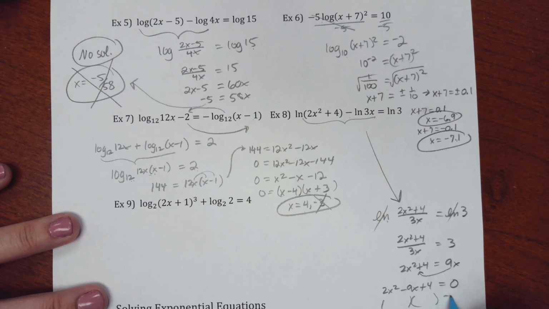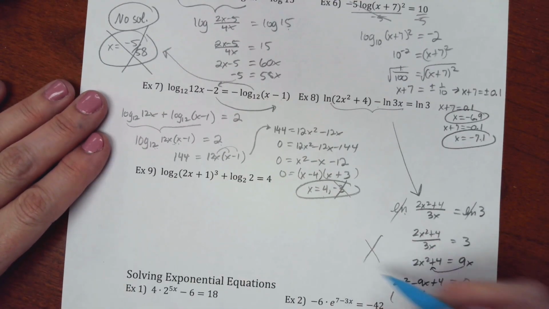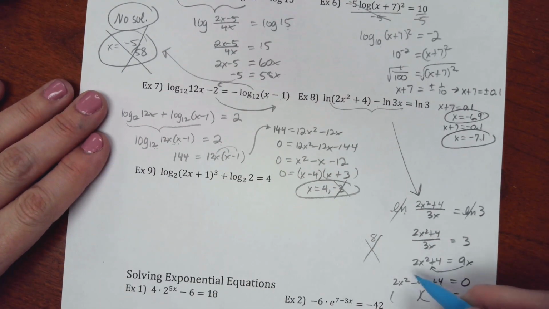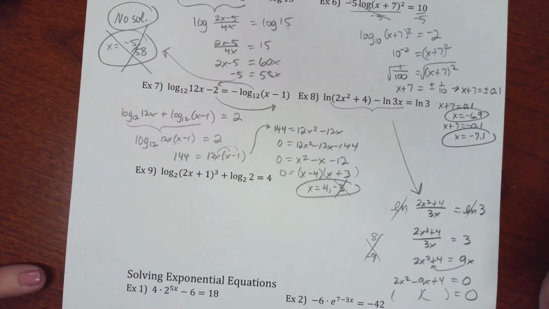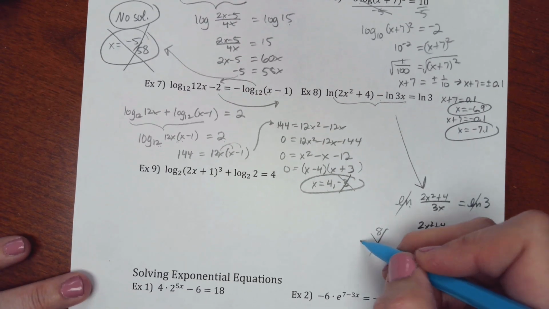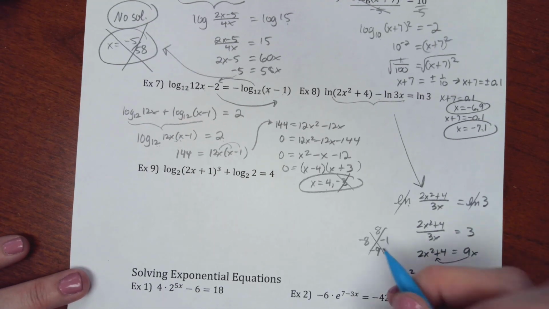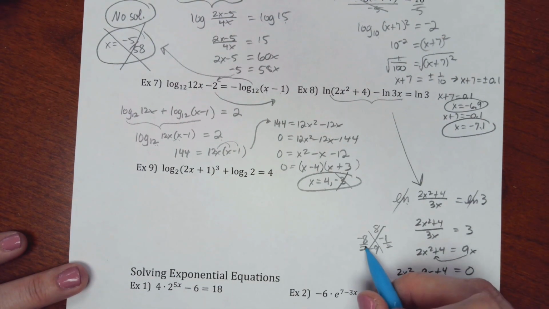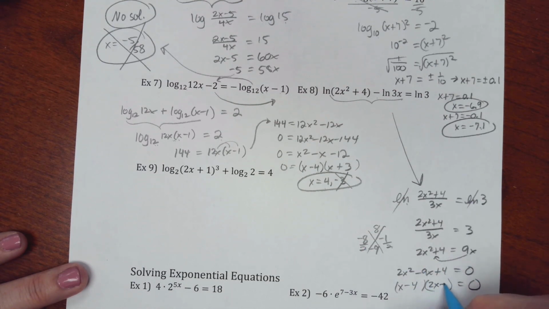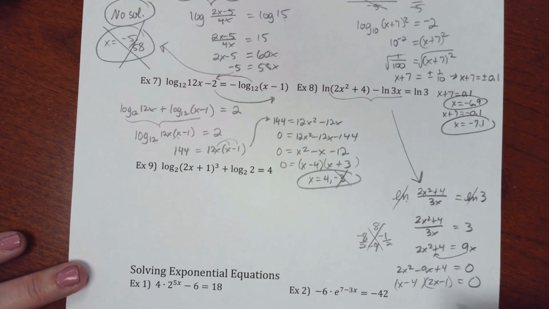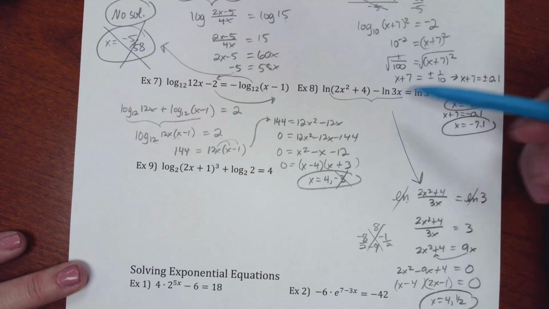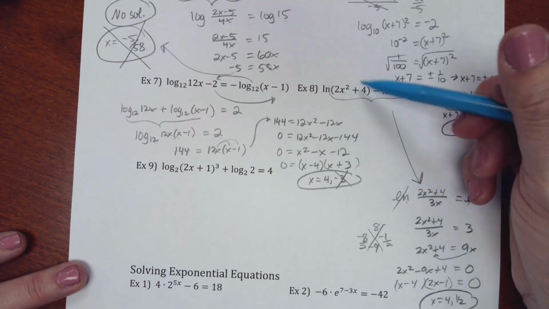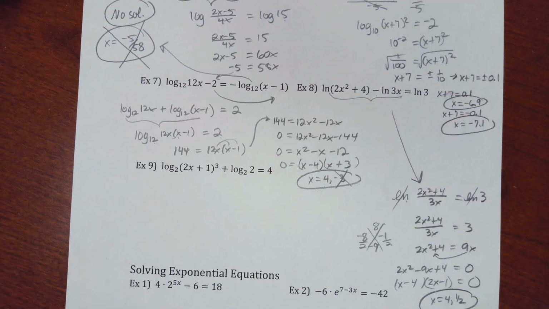So let's factor. Okay, so let's see, 8 and negative 9. I think I'll use negative 8 and negative 1, but I had to divide them by 2. So I get x minus 4 and 2x minus 1. Okay, so my answers are 4 and 1/2. Let's do a quick check. Putting a 4 or a 1/2 here is fine. Fine here, it doesn't create a 0 or a negative, so I'll keep them both.